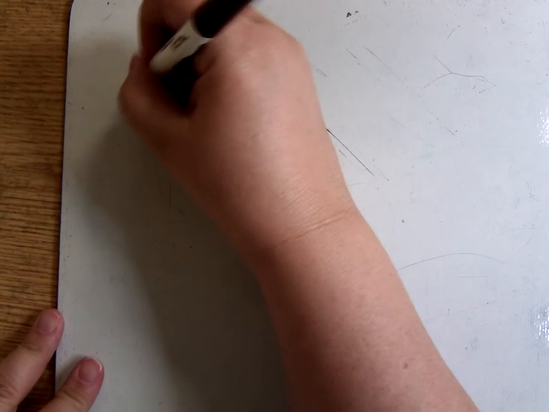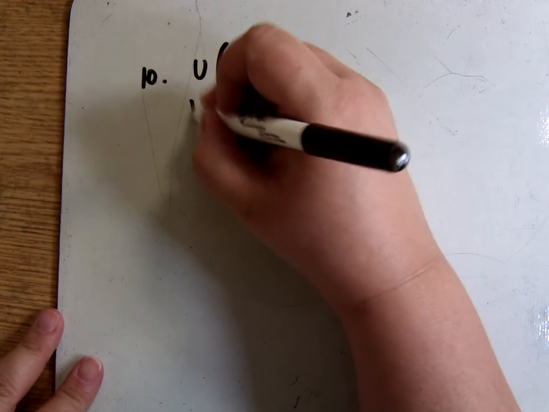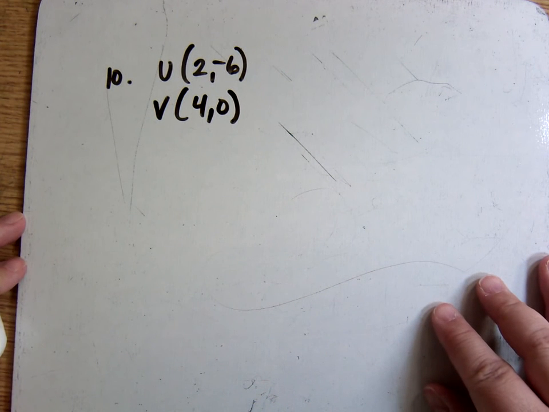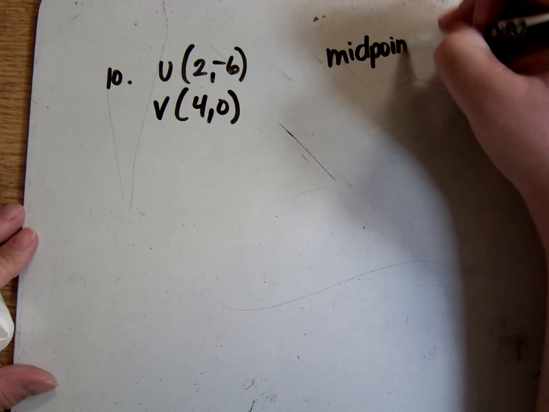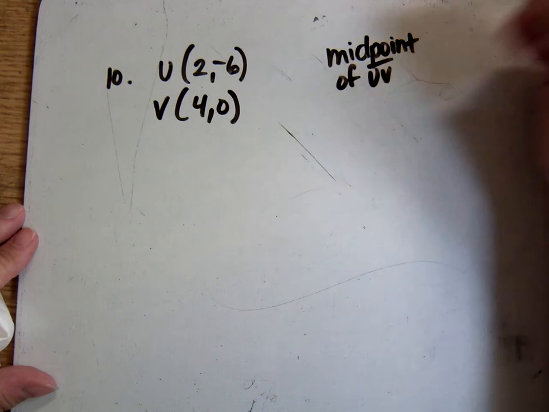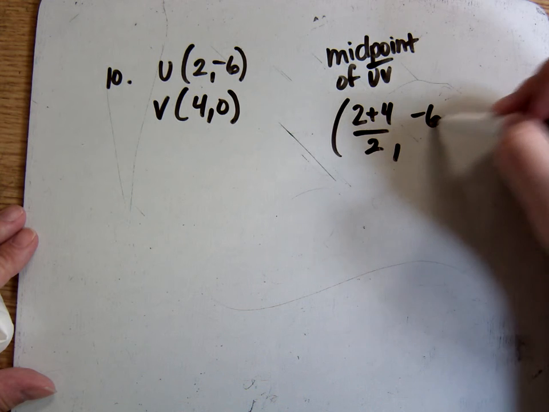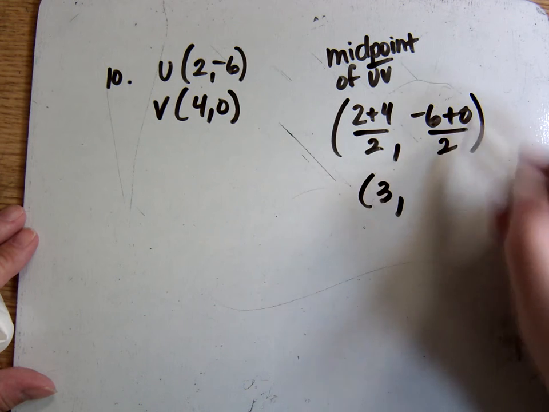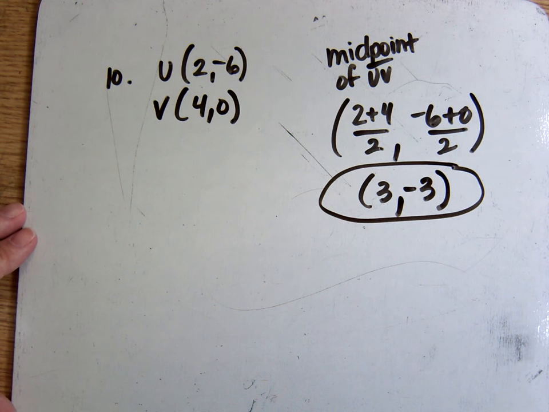Let's look at number 10. That was number 9. Number 10, the segment is UV, and I want to get the equation of the perpendicular bisector of it. So first I'm going to find the midpoint of UV, because the perpendicular bisector has to go through the midpoint. That's 2 plus 4 all divided by 2, negative 6 plus 0 all divided by 2, which is 6 over 2 or 3, and negative 6 over 2, which is negative 3. So there's the midpoint of UV. That's a point that's on my line.